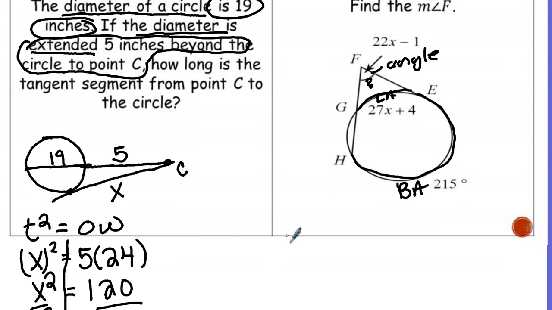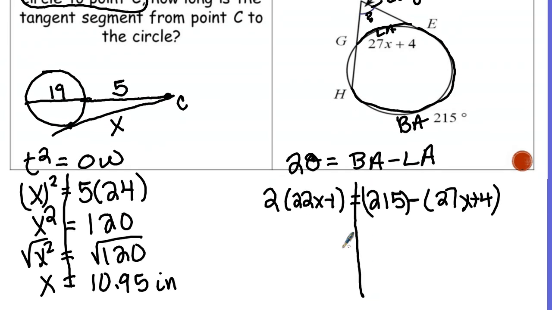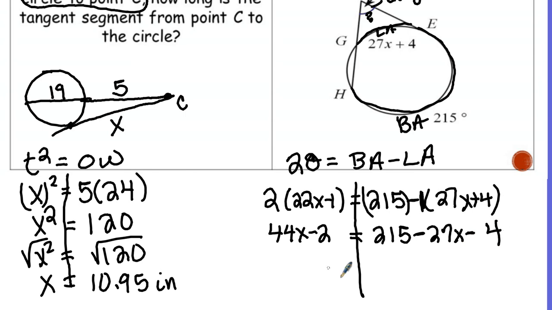All right, so the formula I need to use is 2 theta equals big arc minus little arc. So 2 times (22x minus 1) equals, the big arc is 215, the little arc is (27x plus 4). And please be careful, make sure you put these in parentheses when you substitute them in. So here I get 44x minus 2 equals 215. This is a negative 1 right here, so distribute negative 27x minus 4. On the right side, I'm going to go ahead and combine like terms.